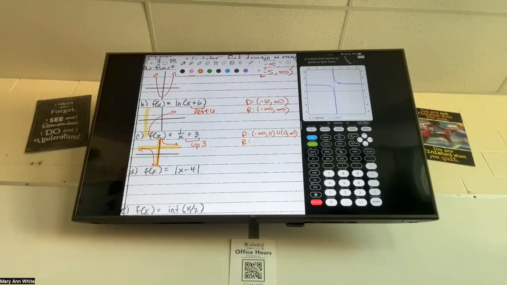Now for my range, now we're looking at my y. So now the only thing that doesn't count is my horizontal asymptote. So what doesn't count now? 3. So -infinity to 3, and 3 to infinity. Okay, we feel all right about that?